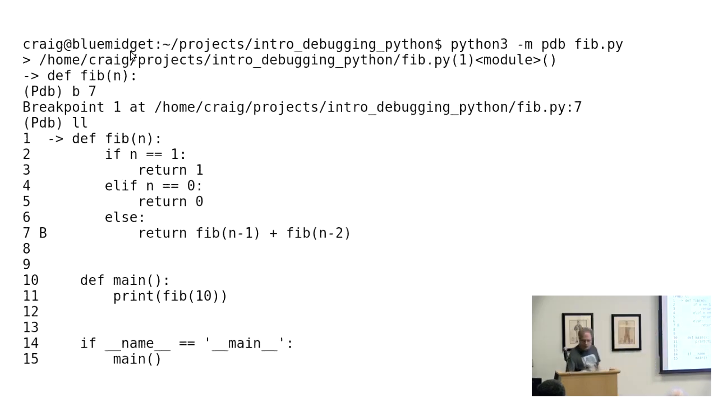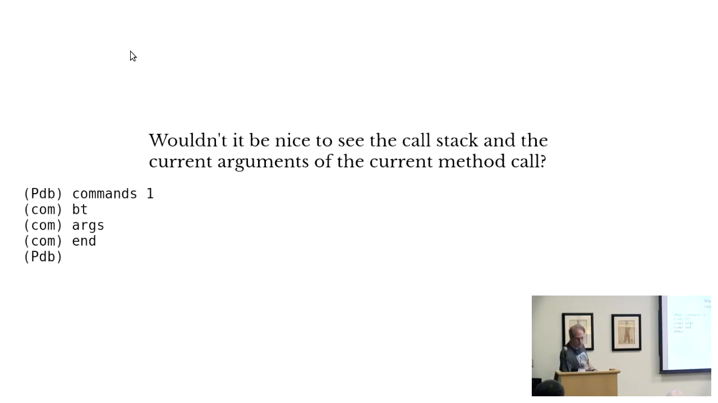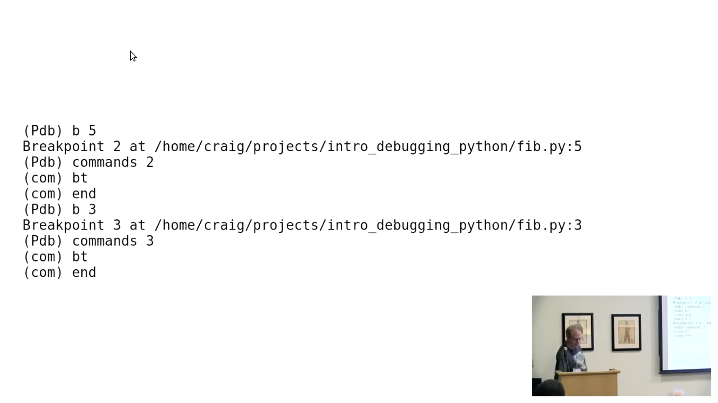One thing we can do with that is put repetitious commands in there. The Fibonacci sequence has a lot of recursion, so I may want to look at the stack every time it recurses, and also at the arguments passed to that particular function. So I can set a command on breakpoint number 1: tell it to show the backtrace, or where, which are synonymous, and then show the arguments, and then end. This code will be run every time it enters there in the debugger. I'll also set a breakpoint at line 5 and line 3, and do the same thing for those.